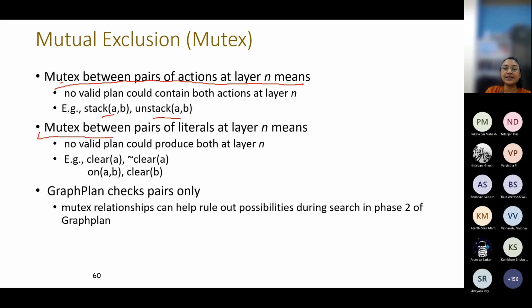We also have to find out mutex between pairs of literals at layer n. So mutex will be defined if no valid plan could produce both these literals at layer n. For example, clear A and not clear A are mutex, on AB and clear B are mutex, and the conditions for mutex for both these we will discuss. Now, graph plan only checks pairwise mutex. Right? It does not look at all possible mutex so that this is efficient.